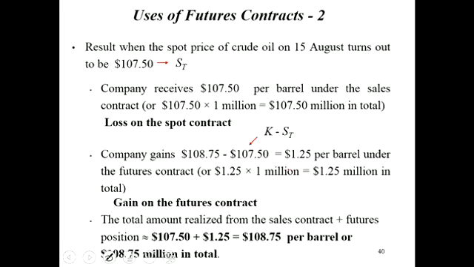So in this case, price dropped, you made a gain on your futures contract, and you got the price that you thought you wanted. You wanted $108.75 million, and you got it.